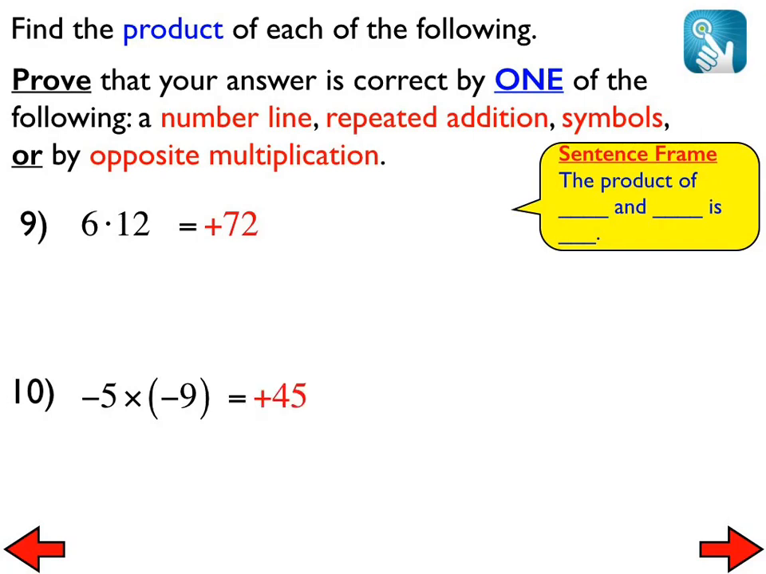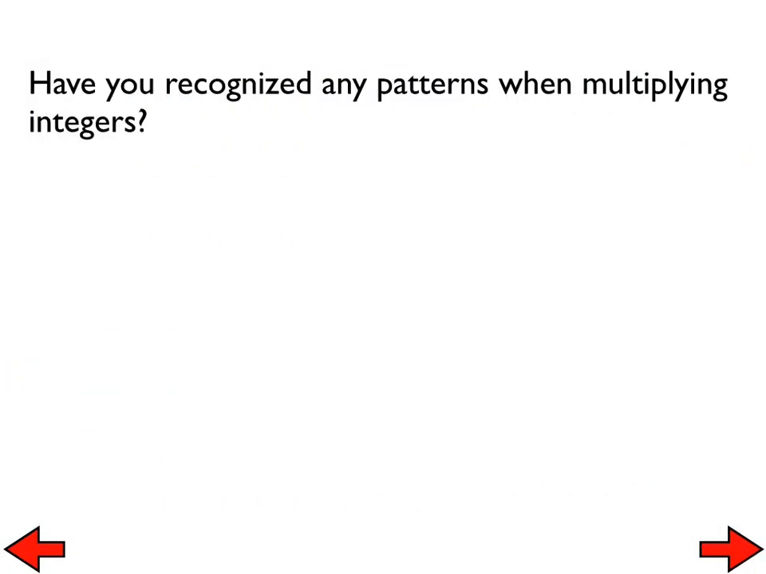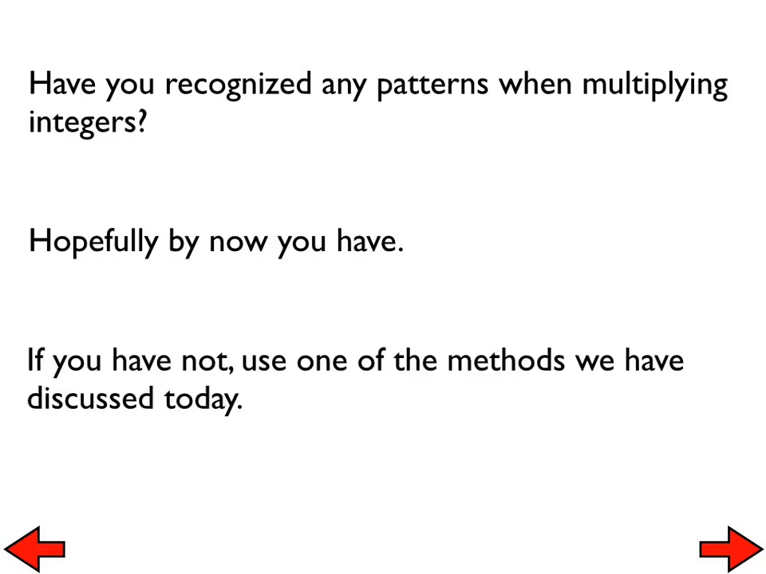So this should seem very, very easy. And I know, as I mentioned earlier, those of you who were in honors, you learned the rules last year. You may not have learned why they are what they are, but you learned the rules. And so if you weren't in honors, the big question here is, have you recognized any patterns when multiplying integers? Well, is that a yes or a no? Hopefully. Hopefully by now you have noticed a pattern. If you have not, use one of the methods we have discussed today. And that's why I've been forcing you in the notes. If you're not asked to model, then you can just go straight to the answer because hopefully you have recognized a pattern.